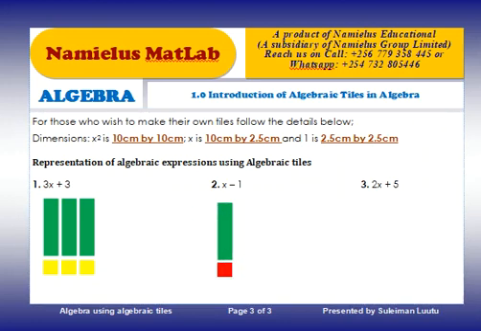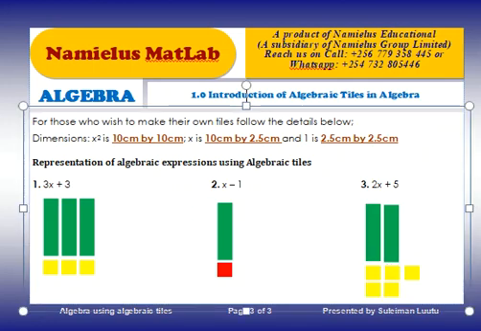And then number 3, we have 2x. Those are the 2 of the x. And then we have 5 ones, tiles of 1. So that is what we have: 2x and then plus 5. These are positive 1, 1, 1, making 5.